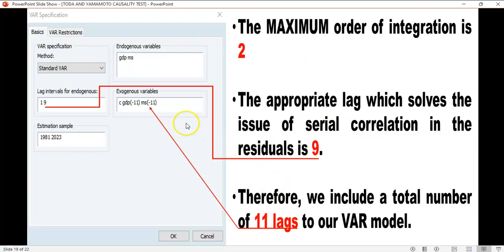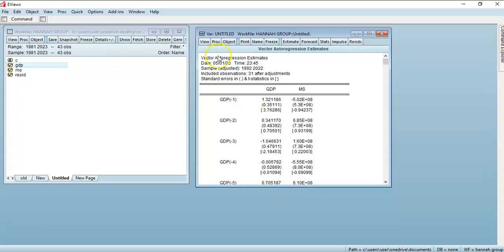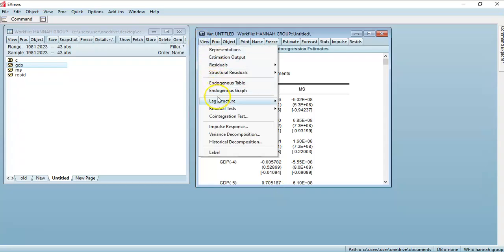Now that we've clicked, let's look at the presentation. Okay, now this is what we've seen. The maximum order of integration is 2 lags. Then the lag at which we know there is no serial correlation is 9 lags. We now put 1 to 9 here like I did initially. And then we have a total of 11 lags. So we include a total of 11 lags in our VAR model, which we include here. And so once we've done that, we'll now check for the Toda-Yamamoto. That's what we'll do next.